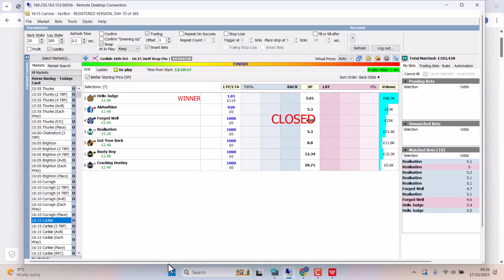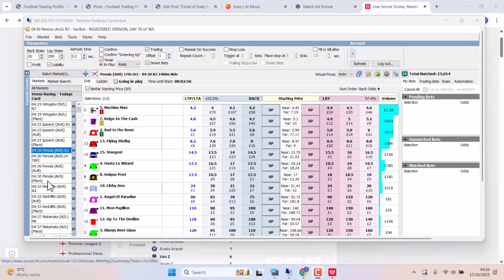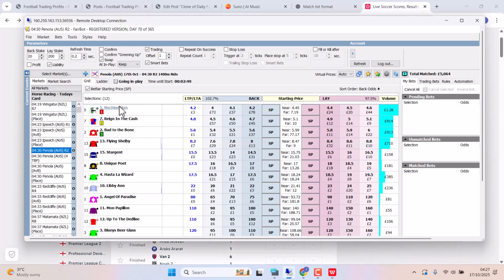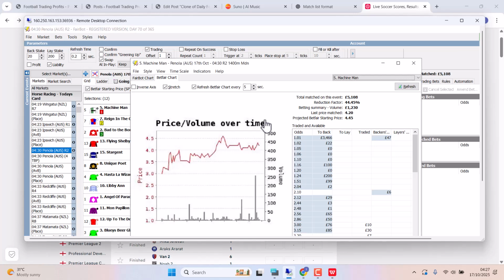Let's see if I can show you a live race now. So on Betfair and in Fairbot, if you click on the horse's name, you will ordinarily get a price volume over time graph. Now for me, I've been using this to look at where to lay the horse for a later back trade. Now here, this isn't a good example.